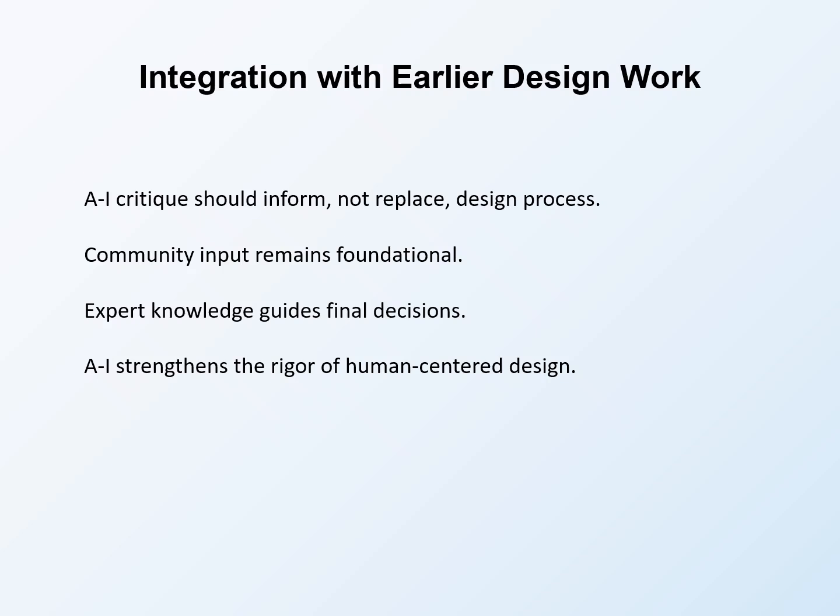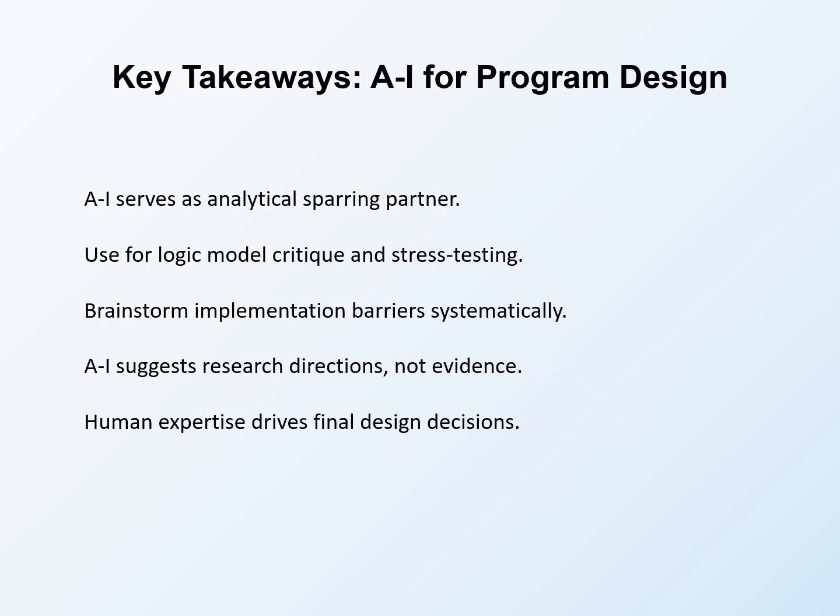You develop a program design through appropriate community engagement. You articulate that design in a logic model and theory of change. Then you use AI to stress test the logic, identify gaps, and brainstorm potential barriers. Finally, you return to human judgment to decide which AI critiques warrant response and how to address them. This integration preserves the authentic, community-centered design process that makes programs effective while adding the rigorous analytical check that AI provides. Let us consolidate the key lessons from our exploration of AI for program design.